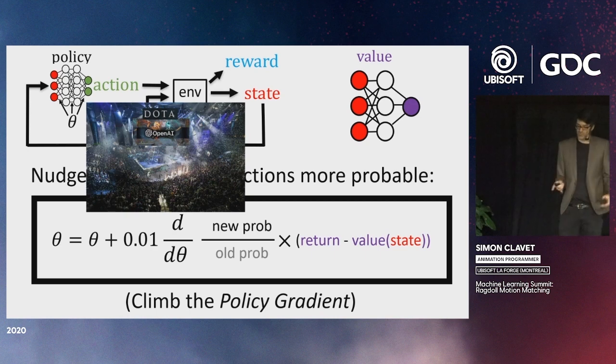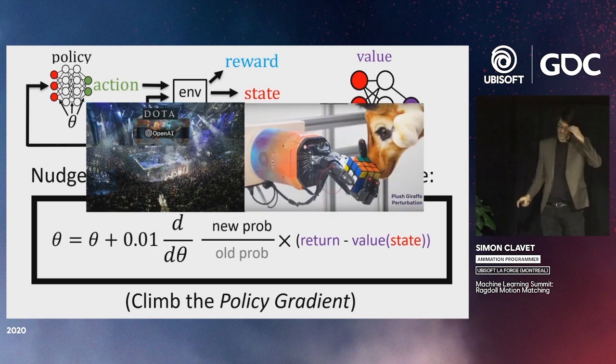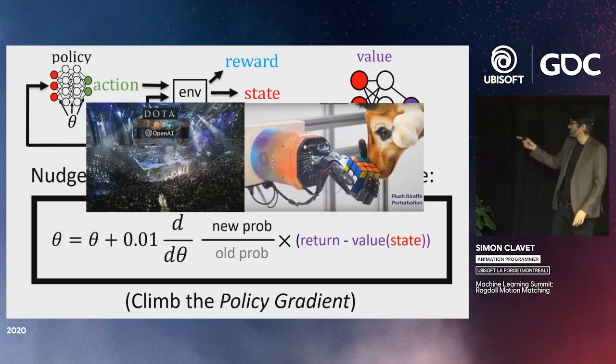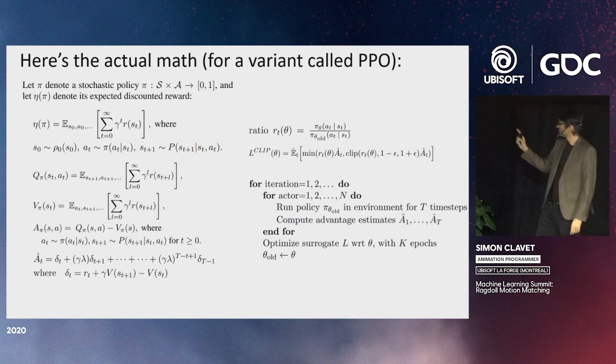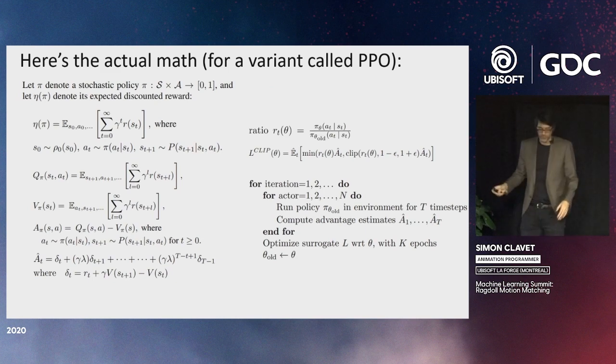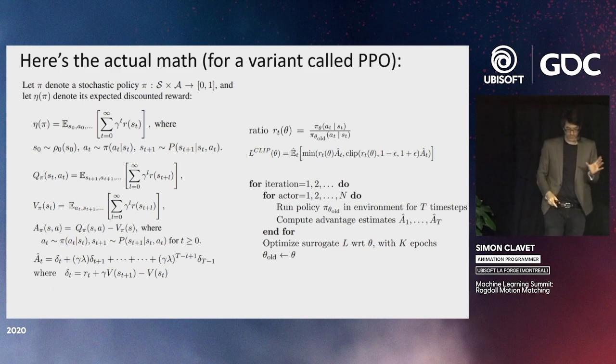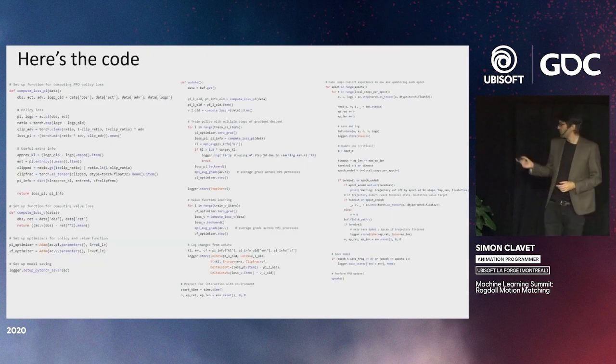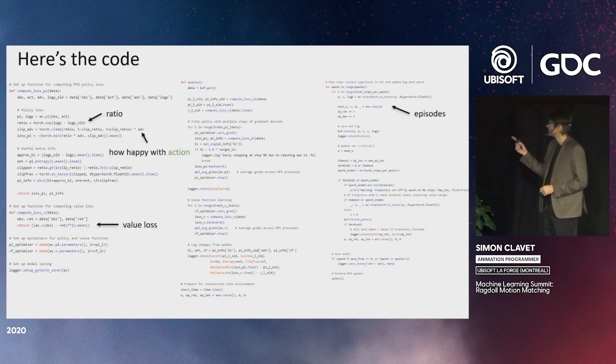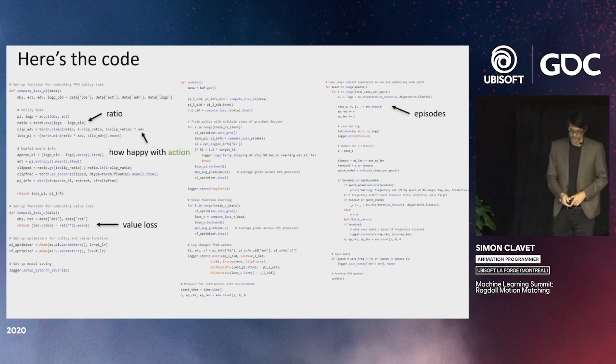But you can actually solve video games with that. You can solve robotics problems with that. The Berkeley people and OpenAI people really like this algorithm a lot, and there are lots of variants of it. Here's the actual math. If you want to read this, you'll see in the books that's exactly what we talked about, but in more mathematical form. And here's some code, lots of implementations of that on the web. You see everything we talked about is there: how happy we are with actions, the losses, the episodes.